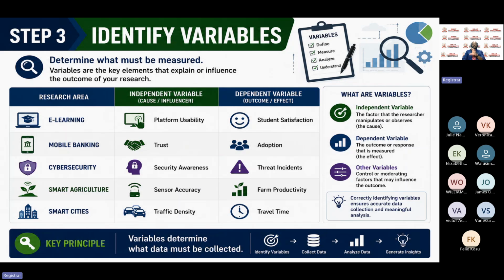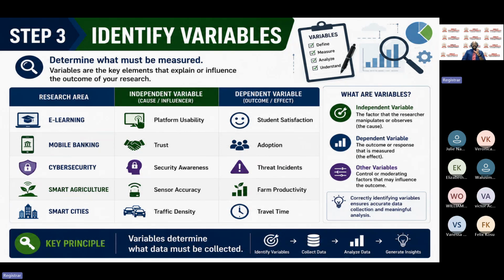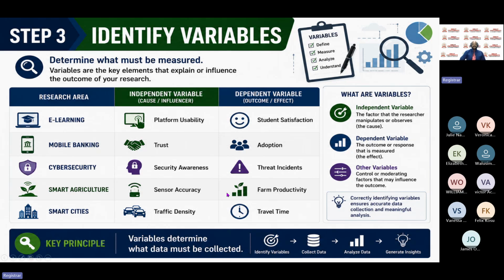So if the platform is good, user satisfaction is better. In mobile banking, if there is trust, adoption will be there. In cyber security, if security awareness is there, threat incidents can be easily captured. In smart agriculture, sensor accuracy gives you farm productivity. And if you take studies on smart cities, if you have sensors that measure proper traffic density and things, then it will lead to better smartness in the city. So all these things help us to make suitable ICT researchers.